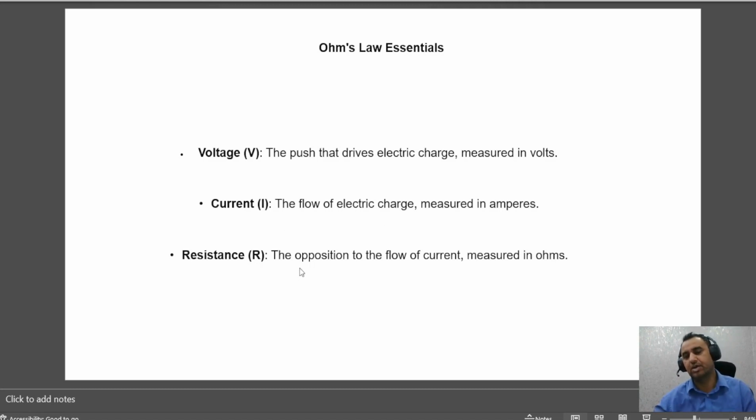The resistance is the opposition to the flow of current. It is measured in ohms. So we have to remember three things. The voltage is the pressure, current is the flow of electrical charge, and resistance is the opposition to the flow of the current, measured in ohms. So these three things we need to consider in Ohm's law. These are the basic things we're going to be working on in the next slide.